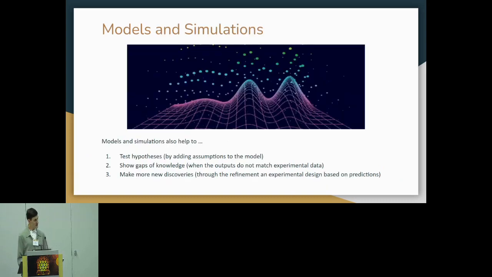So models and simulations have many purposes. For example, they can allow us to test new hypotheses by adding assumptions to a model in the form of mathematical equations. They can also show gaps in our knowledge, for example, when the outputs of a model won't match experimental data. And models can also help us to make new discoveries by refining an experimental design based on predictions, to design an experiment in a way that will be more likely to make a discovery.